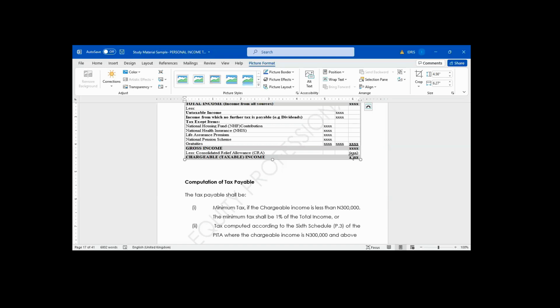A lot of changes have been made to personal income tax in the new tax law. A lot of changes have been made to company income tax, capital gain tax, and value-added tax. But as I'm talking to you right now, you are expected to know the old tax law for exam's sake.